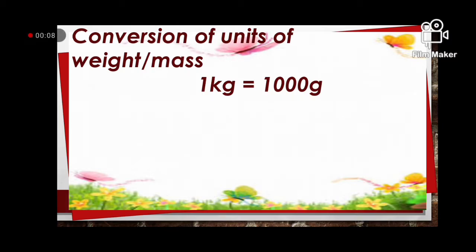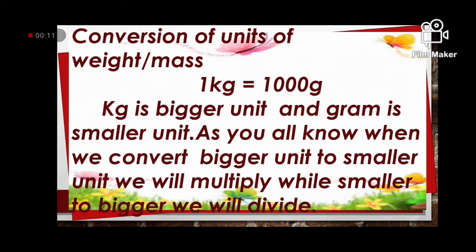1 kilogram is equal to 1000 grams. Kilogram is a bigger unit and gram is a smaller unit. As you all know, when we convert the bigger unit to a smaller unit, we will multiply, while smaller to bigger, we will divide. We discussed these points in our previous lecture, when we converted kilometer into meter and meter into kilometer. Today we will convert kilograms into grams and gram into kilogram, and gram into milligram and milligram into grams.